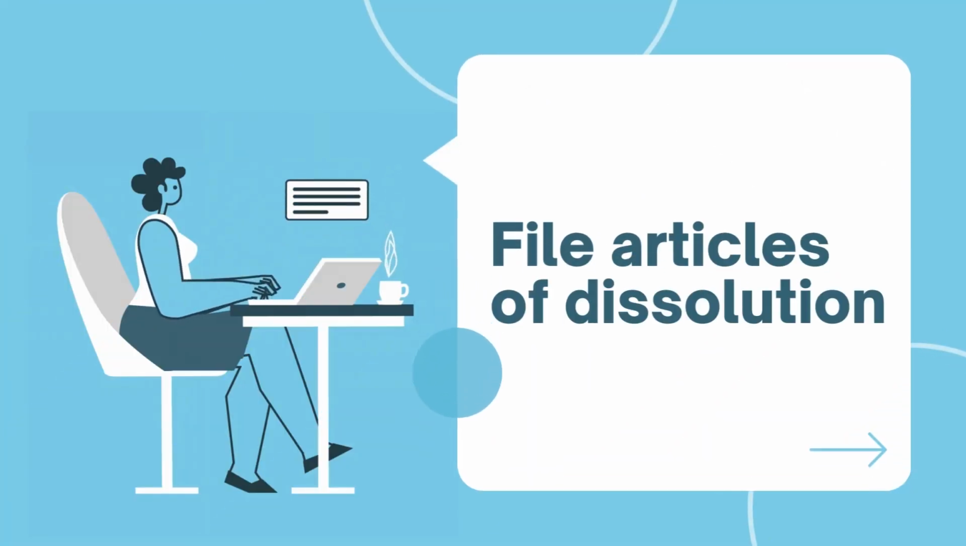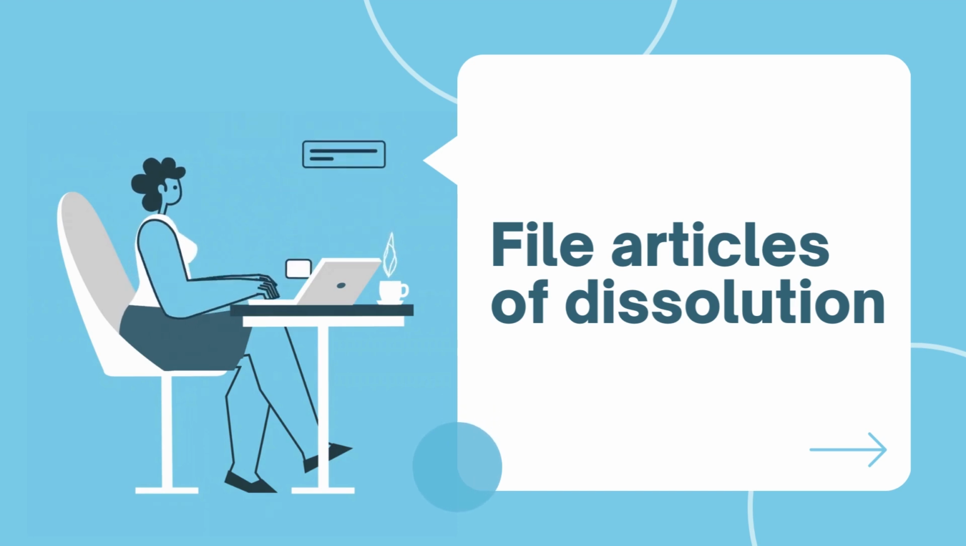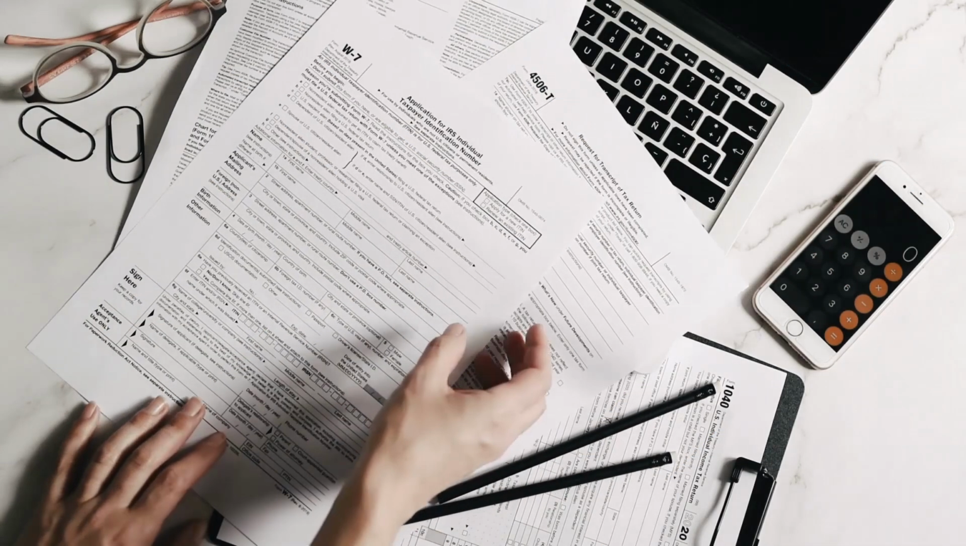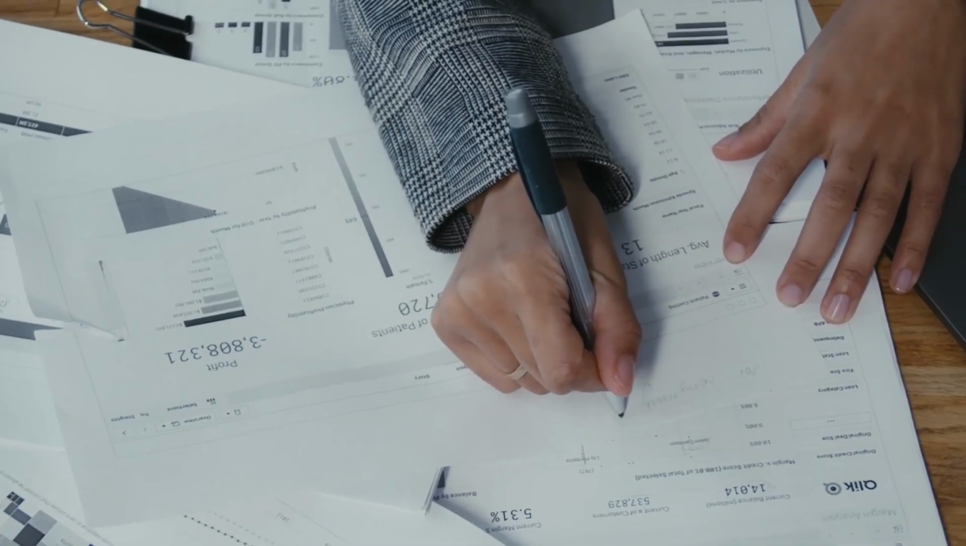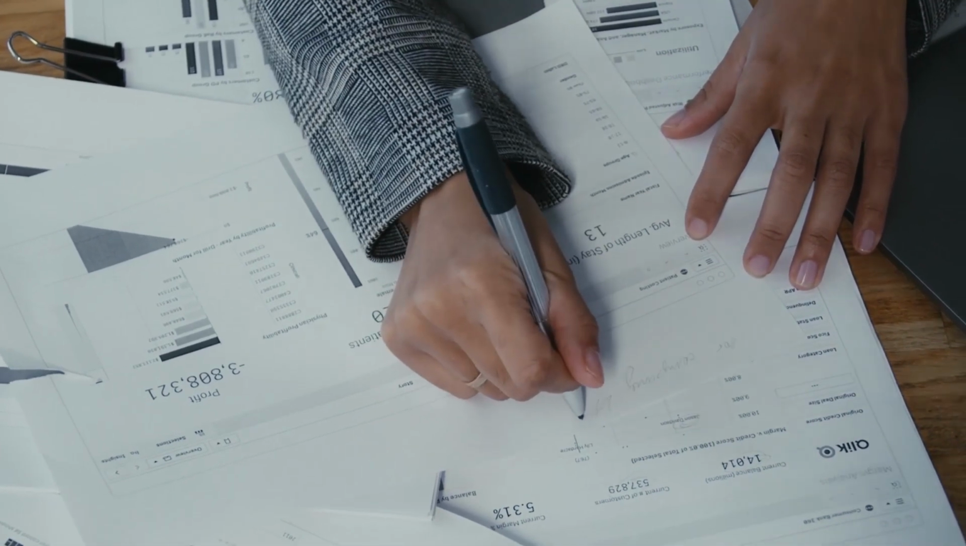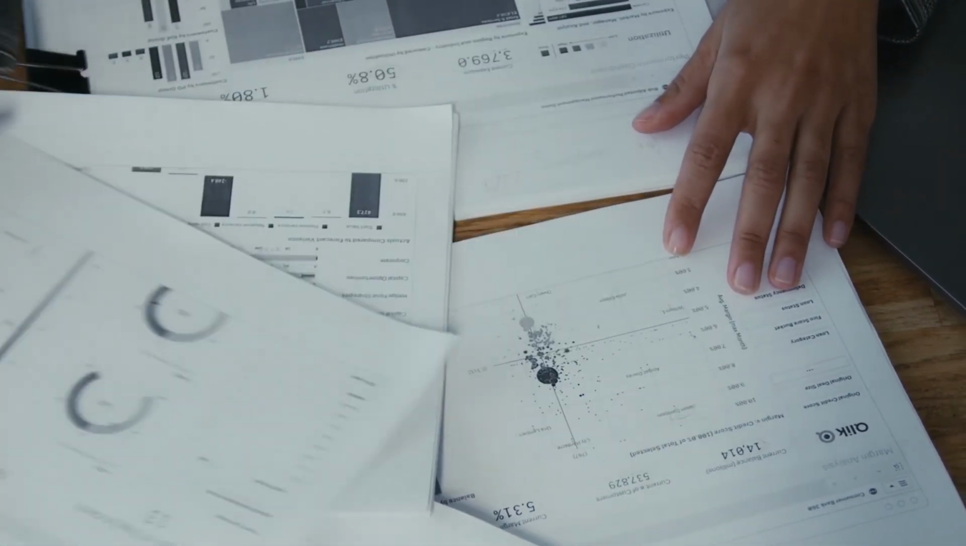File articles of dissolution. The LLC must file articles of dissolution with the state where it was formed. This formally notifies the state that the LLC is dissolving and terminating its legal existence.